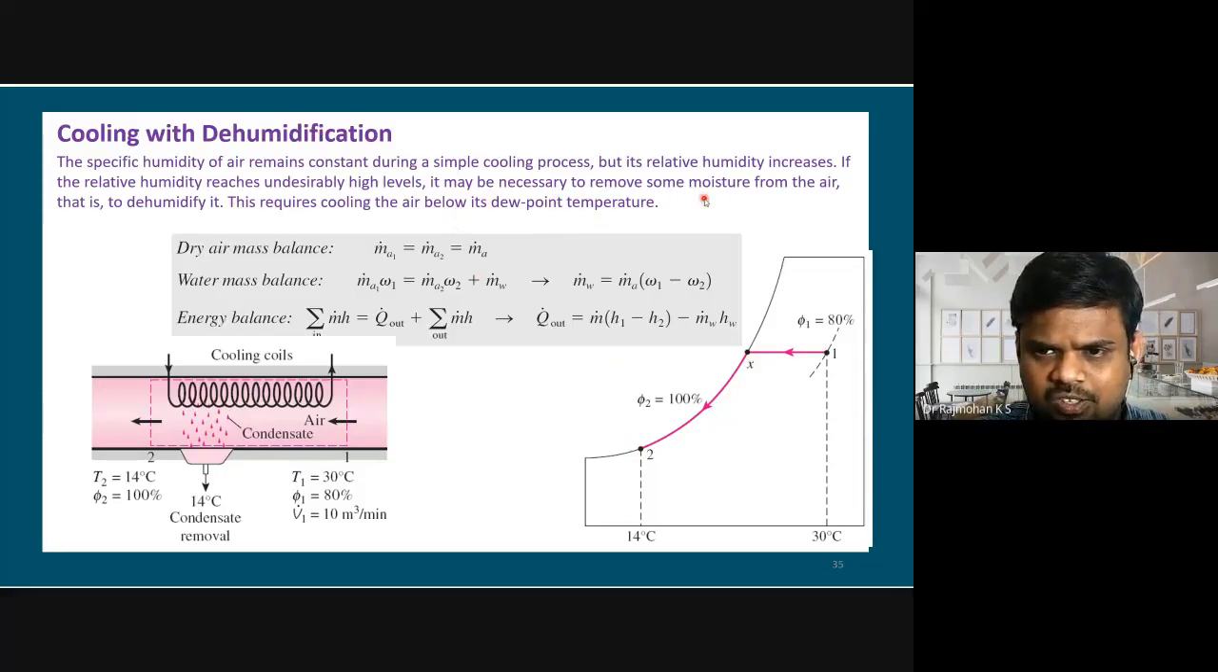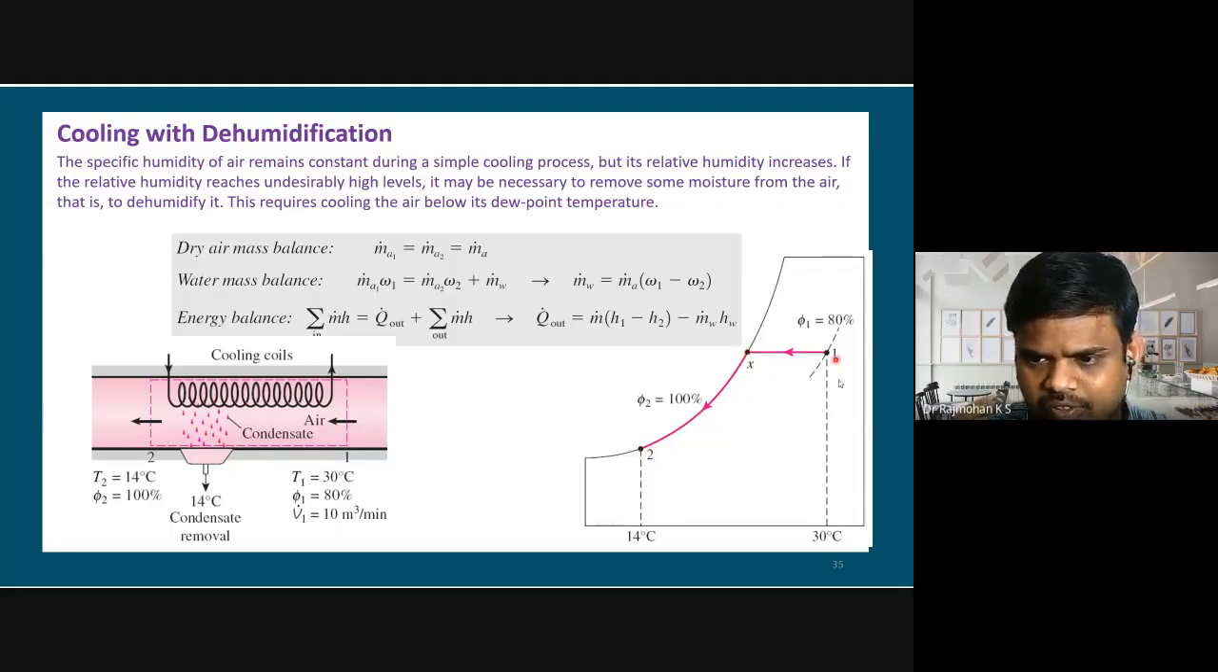It may be necessary to remove some moisture from the air because it got saturated. So what is happening here? Obviously, this process is dehumidification. This requires cooling the air below its dew point. So what happens? We have to cool the air below the dew point temperature.